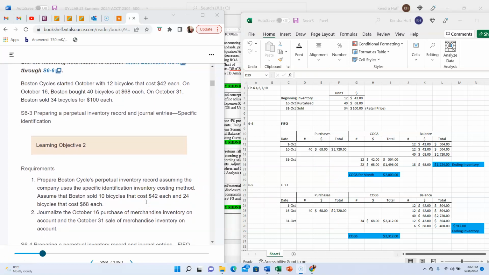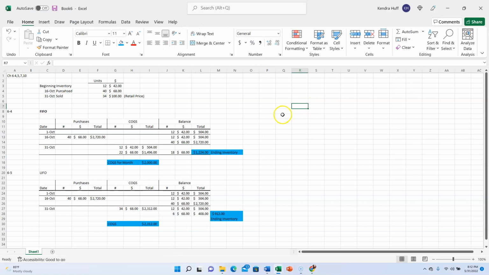Okay, now we're also supposed to journalize the purchase of merchandise, of inventory on account, and the October sale. Okay, so let me make this big. All right, so for this one, the journal entries are the same. It's just different numbers for the sale. All right, so when I purchase the merchandise on October the 16th, I'm going to have merchandise inventory, and the journal entries are from Chapter 5. I'm going to have merchandise inventory and accounts payable for the 2720.